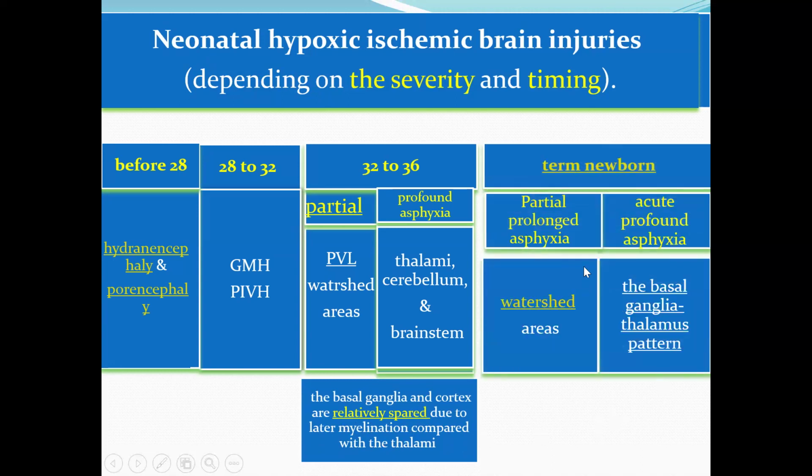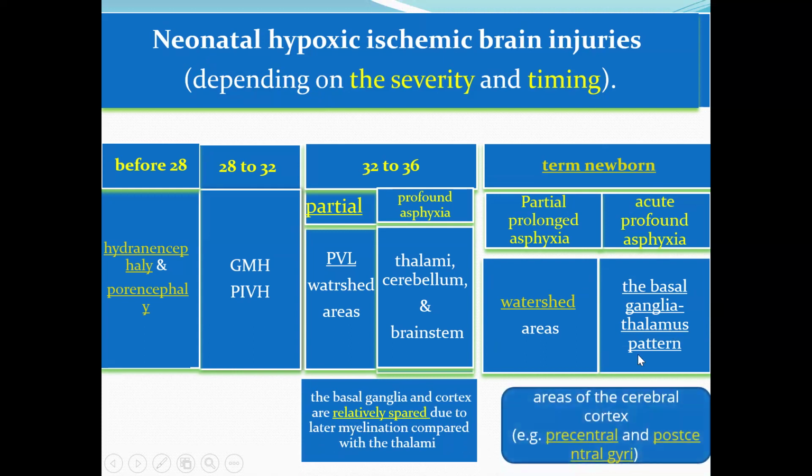If full term, if it's partial, it will affect the watershed areas. If it is acute profound asphyxia, it will affect the basal ganglia and thalami, and also it will affect the cerebral cortex, precentral and postcentral gyri.